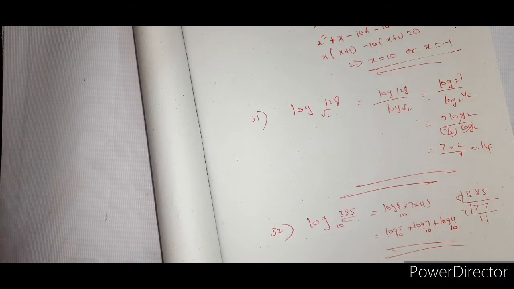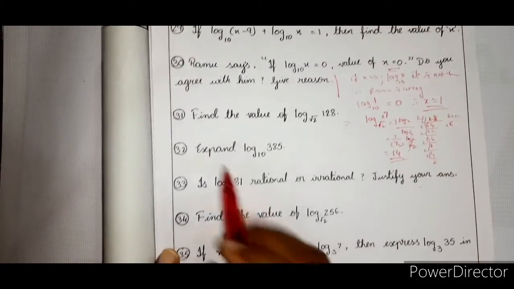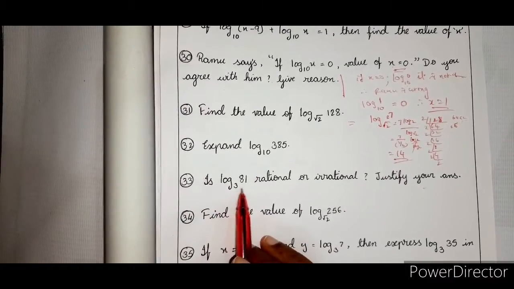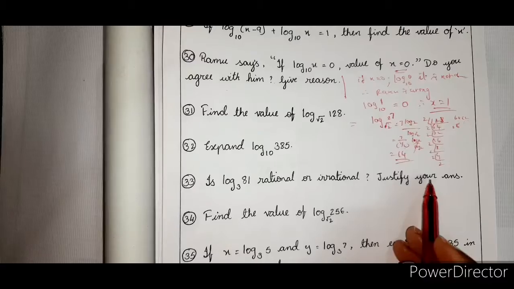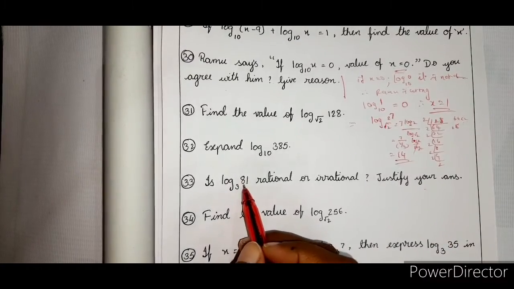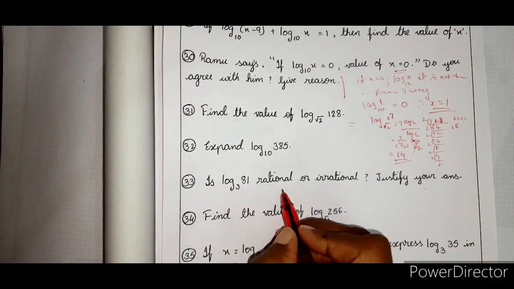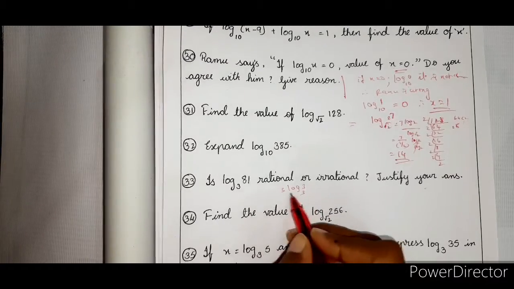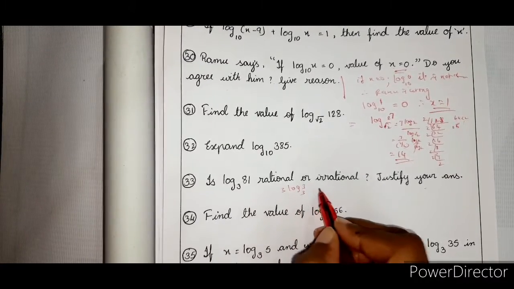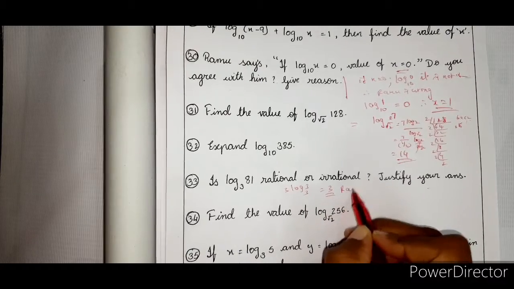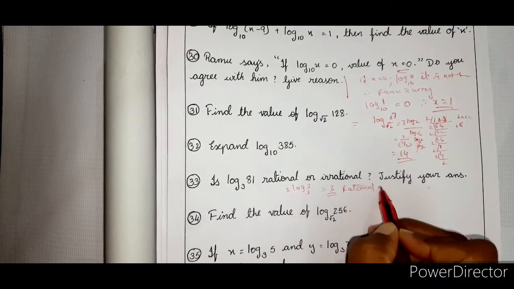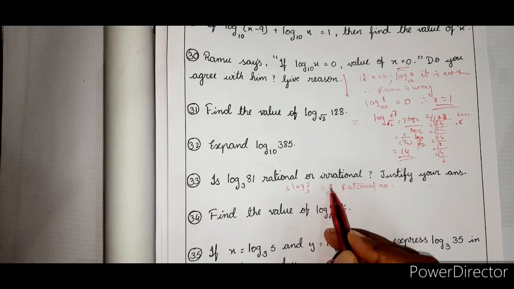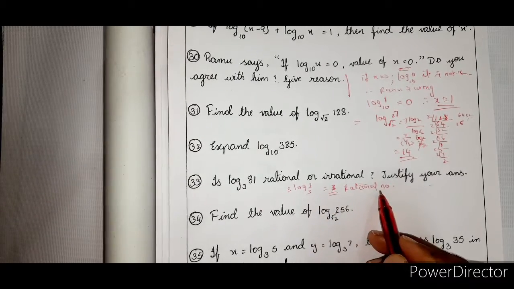We'll go to the next one. Now the next problem: is log 81 base 3 rational or irrational? Justify your answer. Here itself we can do it, I think. 3 cube is 81, right? So this is 3 log 3 base 3, and log 3 base 3 is 1. So 3. It's a rational number, because any integer is a rational number.